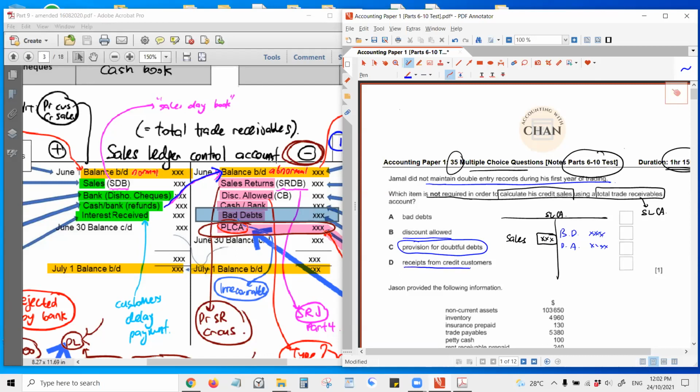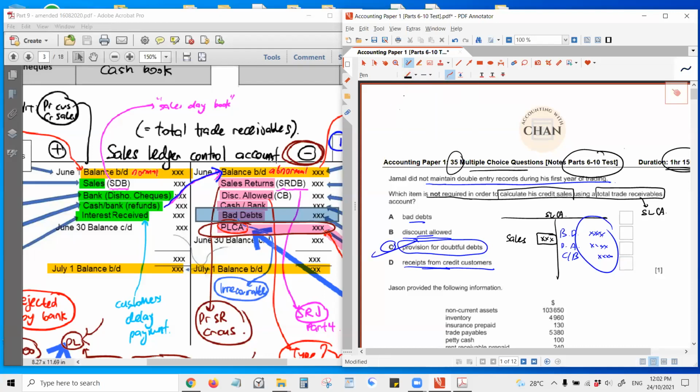Receipts from credit customer means you collected some payments from customer, meaning the cash and bank here. So all these three numbers, the A, B, and C, are required for you to find the missing number for sales. That's what the question is asking you. Okay, so they ask you which one is not required. Answer is C.